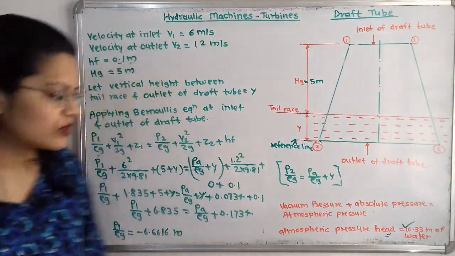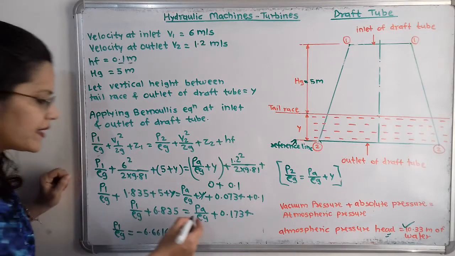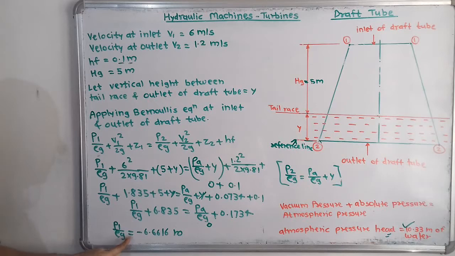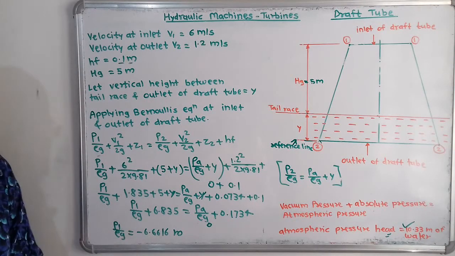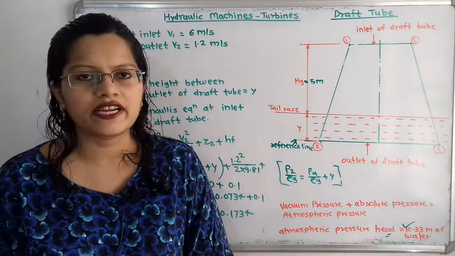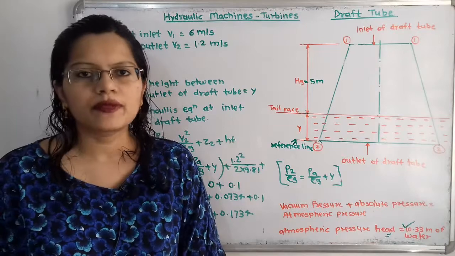So when we calculate this by taking Pa by rho g as 0, what is the answer? P1 by rho g is equal to minus 6.6616 meter. Now this negative sign indicates that this is the pressure head in the form of vacuum pressure head.